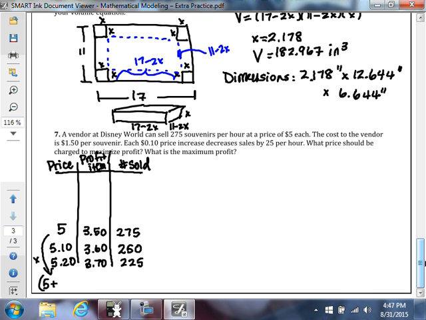The profit is what we're worried about. The profit is going to be $3.50 plus 0.10x. And the number that we sell is starting at 275, but we're losing 25 for each x. So that is our profit equation. So it's the amount you're making per item times the number sold. So you can do this a couple of different ways. You could go ahead and multiply it out, or you could graph it and find the maximum.